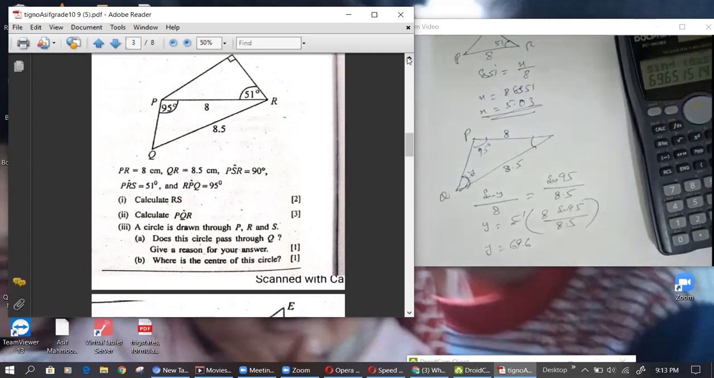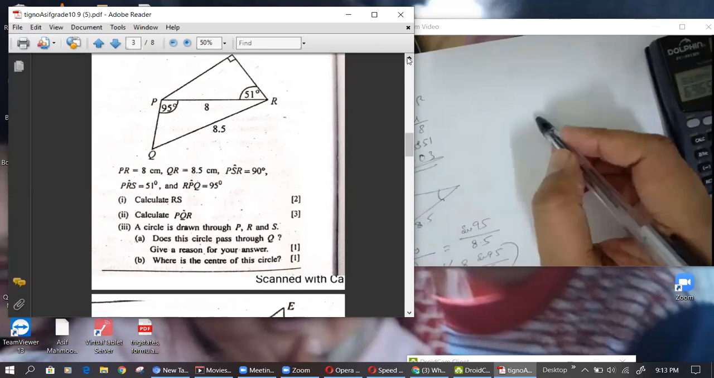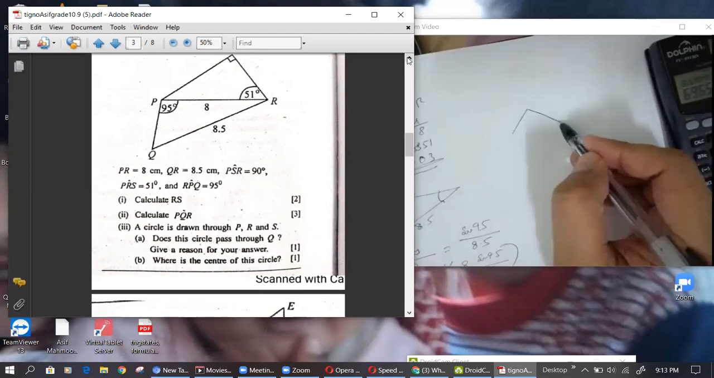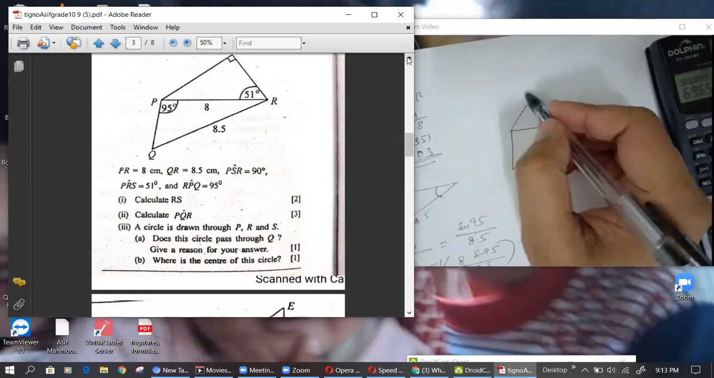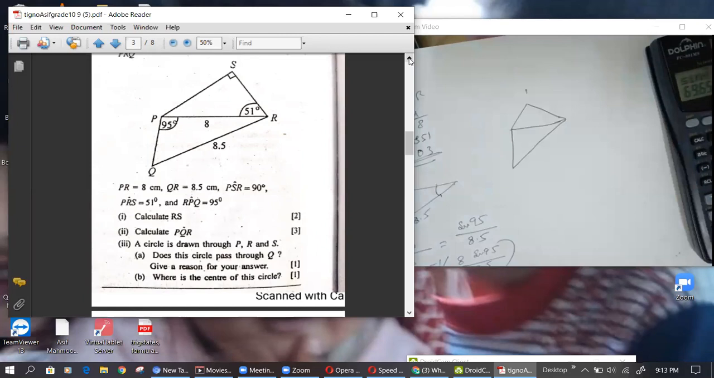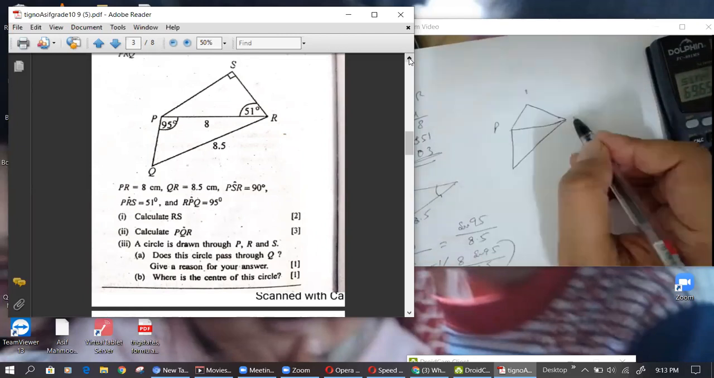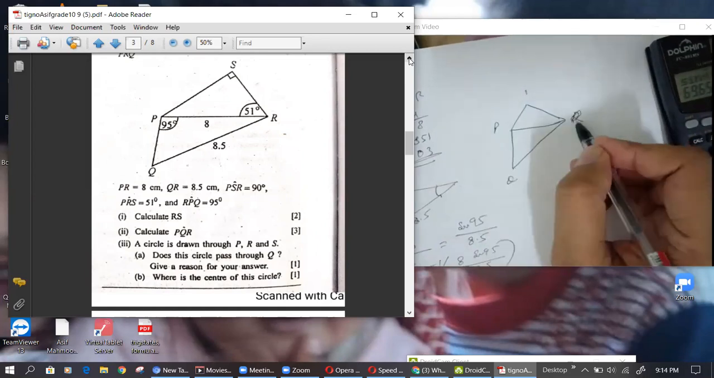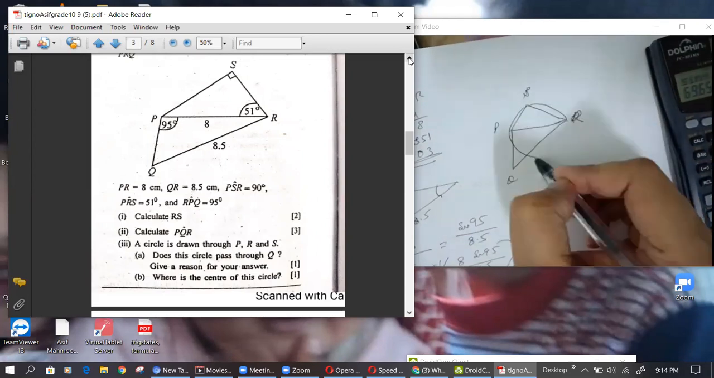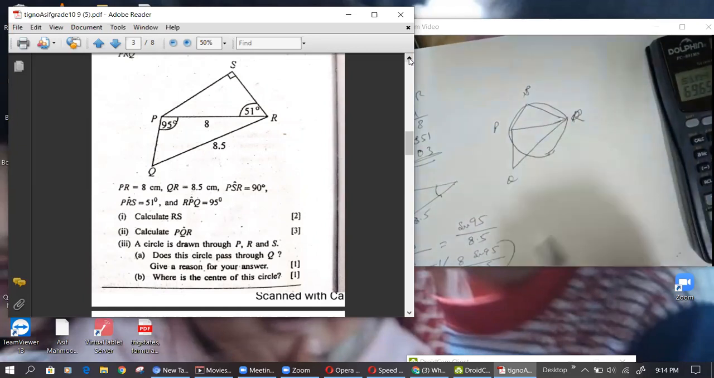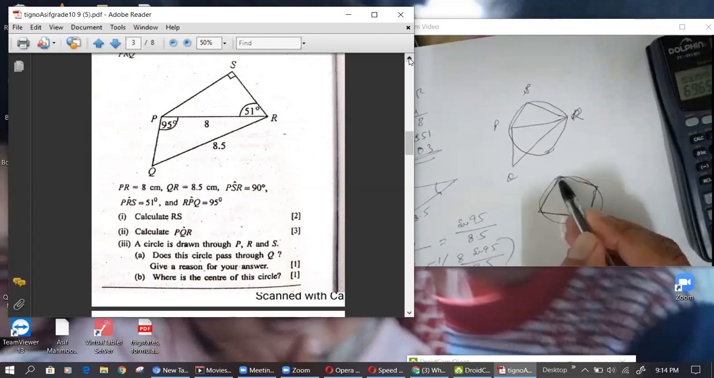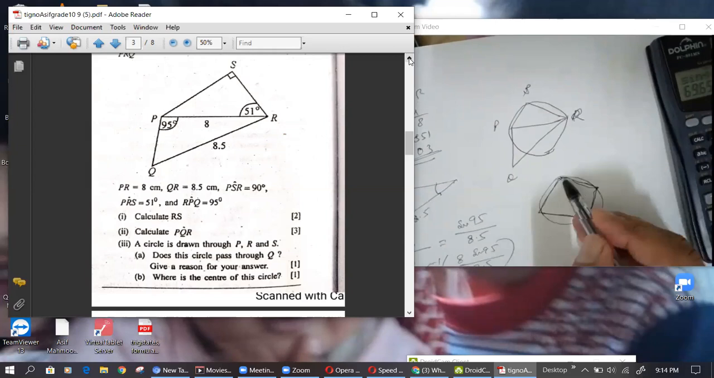The next part says that if you make a circle and the circle passes through P, Q, R, S, does it pass through Q? You remember this is 90 degrees. If the circle meets at the four corners, all the vertices of this quadrilateral lie on the circle.